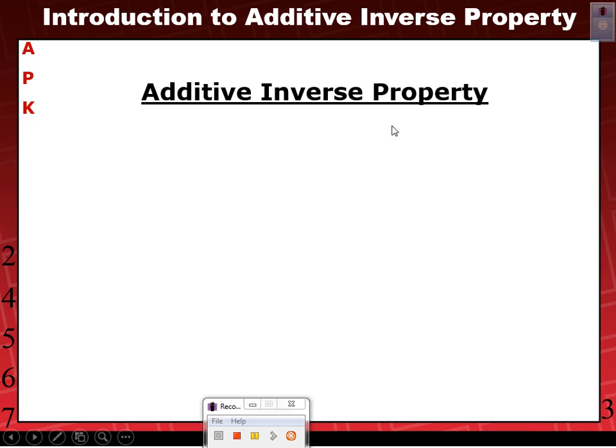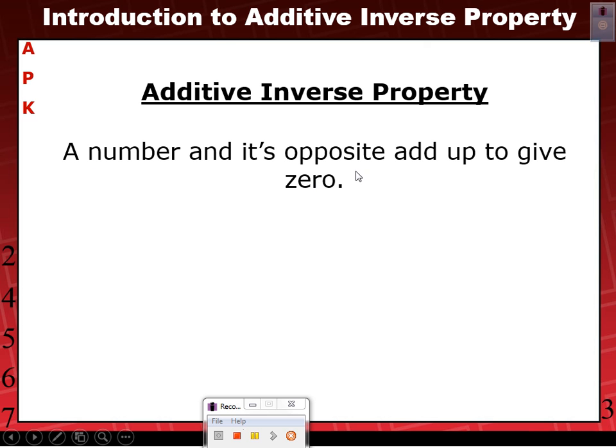Additive inverse property. We introduced that yesterday, but what does it say formally in words? Let's see, it says, a number and its opposite add up to give 0. Does that make sense? Did I show that in the video yesterday? Yes. Did I show that today in the PowerPoint? Yes. So let's see. What does that say? A plus negative A equal to 0.